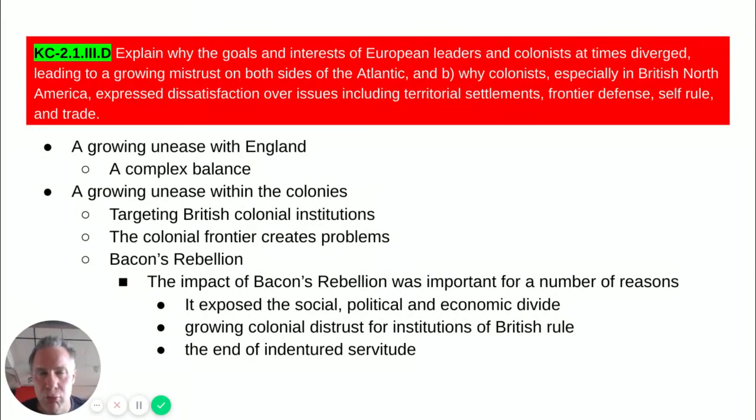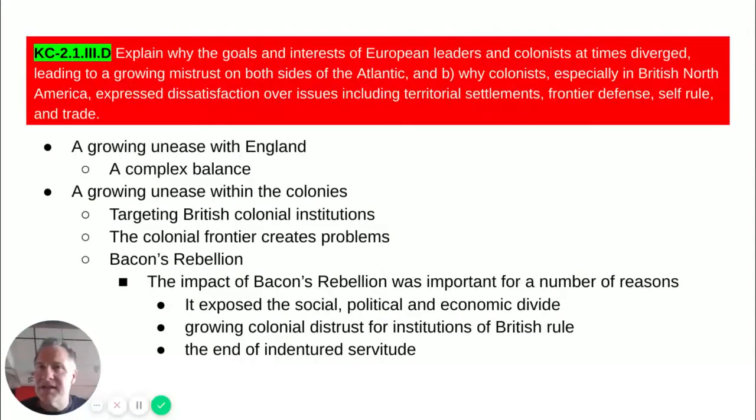Second, it showed a growing colonial mistrust for institutions of British rule. Their anger was focused more on the governor than on the legislature in Massachusetts, though they had plenty of anger for the legislature. But they felt the governor wasn't willing to take up arms on their behalf. He was only there to serve the king. They weren't wrong in that.